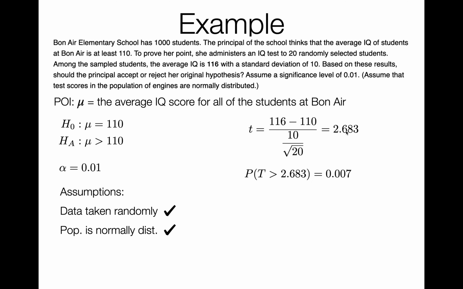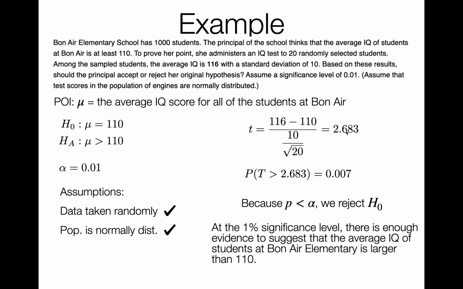And then after I do the calculations, which I'll show you in just a second, I get that the p-value is 0.007. So since the p-value is less than the alpha value, since p is less than alpha, we reject the null hypothesis. And I say, at the 1% significance level, there is enough evidence to suggest that the average IQ score of students at Bon Air Elementary is larger than 110.